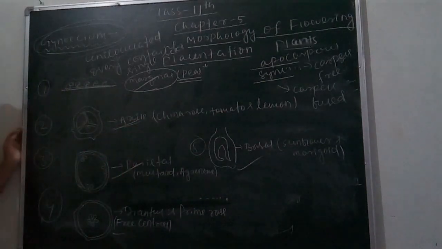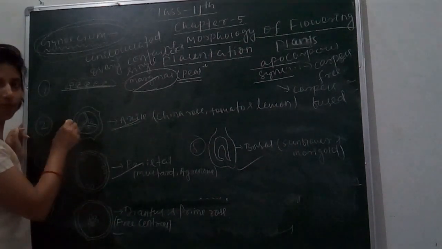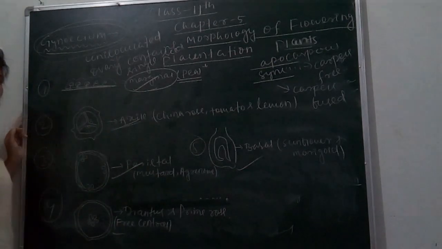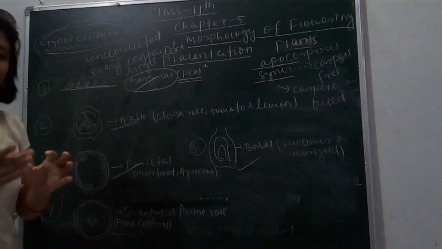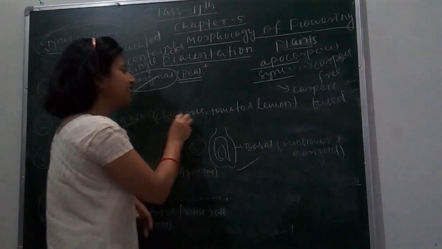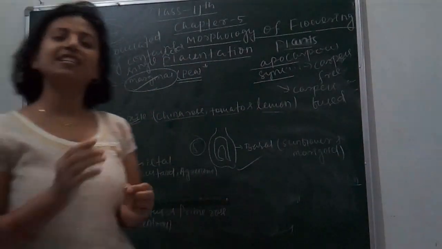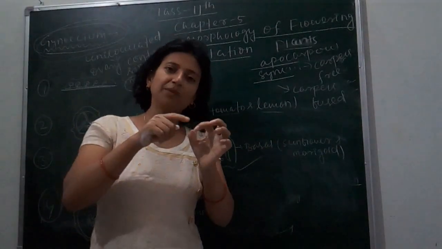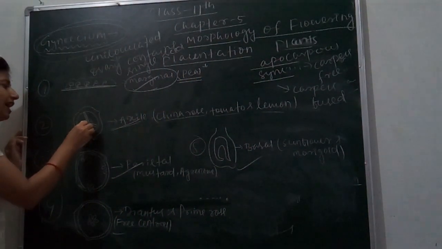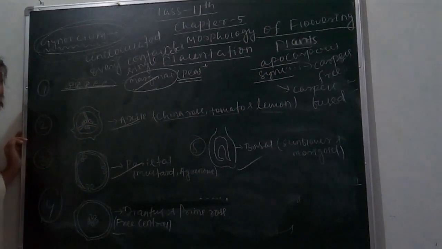Second one is your axile. In axile placentation, a septum is present, which divides the ovary into many parts like this. This type of arrangement you can see in China rose, tomato and lemon. If you cut a lemon, then you can see how the seeds are arranged. Exactly this type of arrangement occurs, and the seeds are present like this. This type of arrangement is called axile.